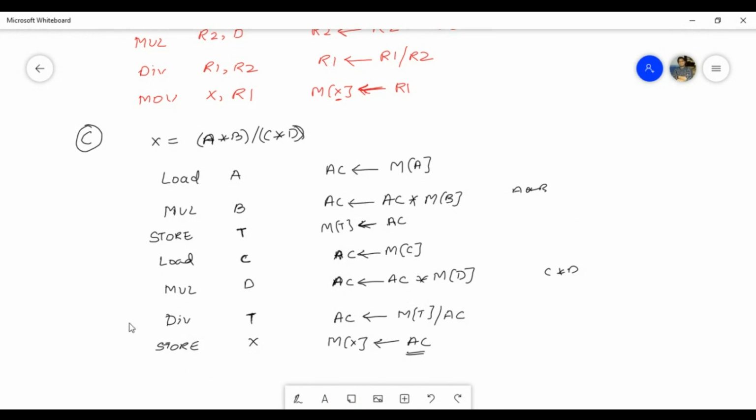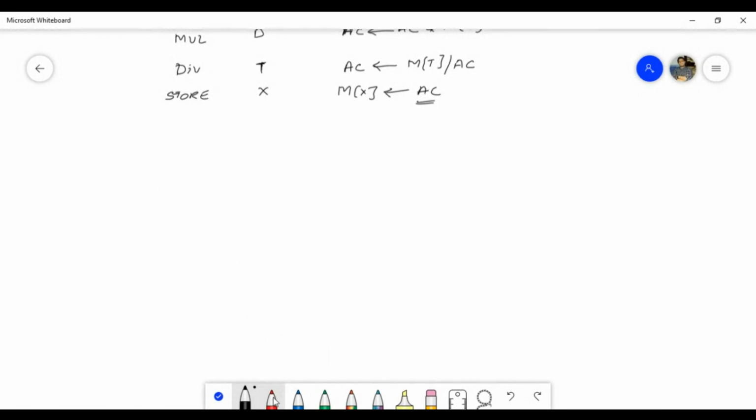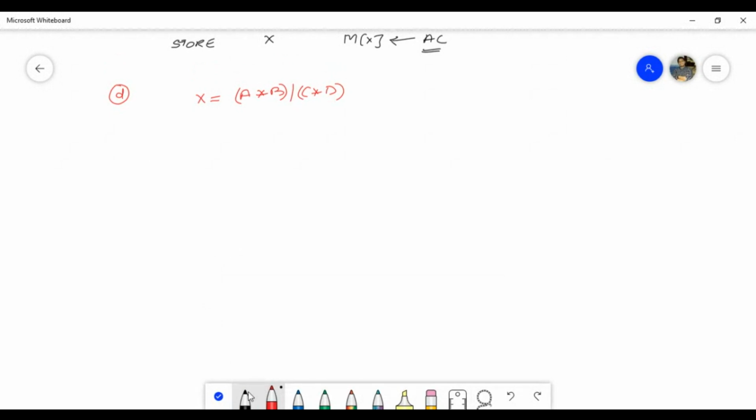So now finally, zero addressing. Zero addressing means zero. So the given expression is X equals A cross B by C cross D. We will use stack operations that are called push and pop. So first we will push.